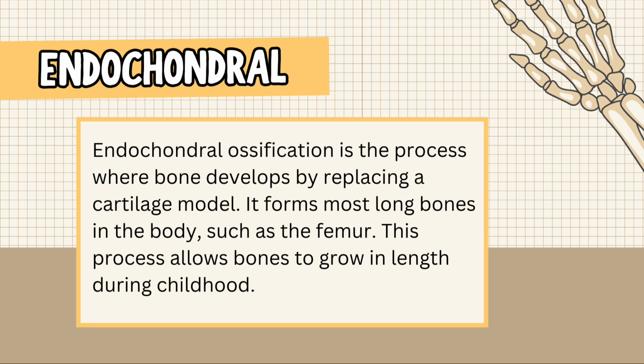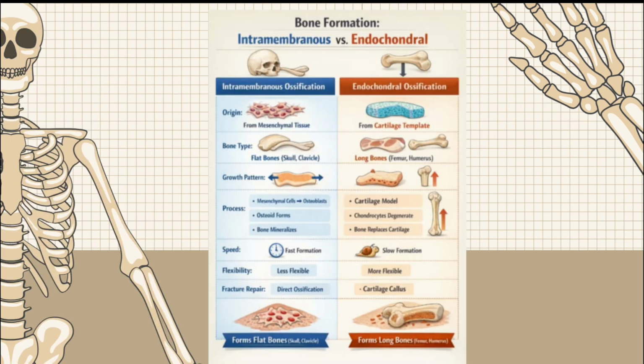That's endochondral ossification. This process forms most of the long bones in our body, like the femur or thigh bone and the humerus or the upper arm bone. It's also the reason why our bones grow longer during childhood, because the cartilage at the ends of bones keeps getting replaced by new bone tissue. Now let's compare them side by side so it's easier to remember.